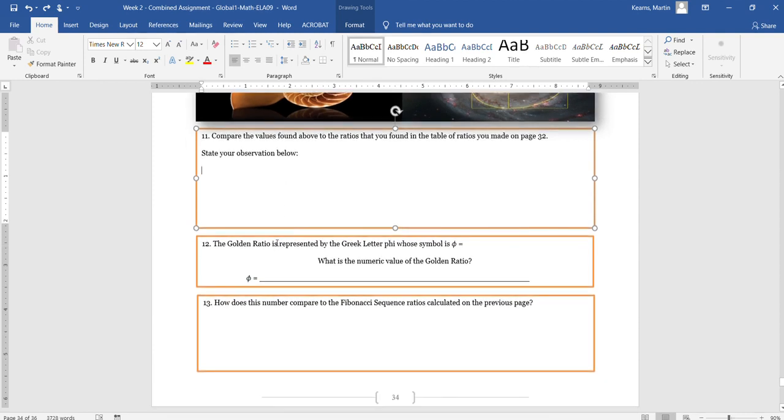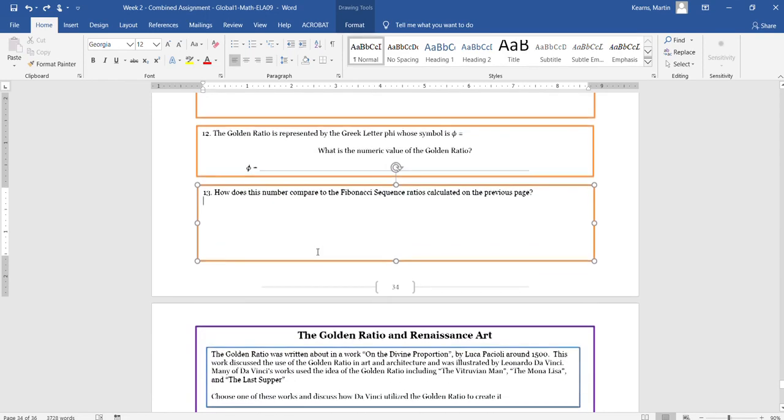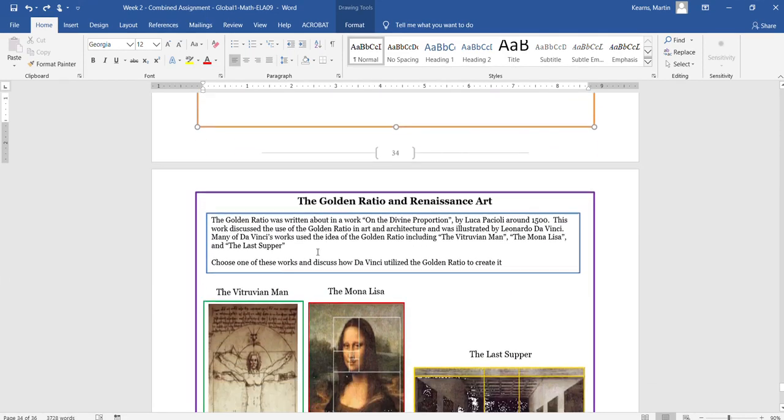The golden ratio is represented by the Greek letter phi, whose symbol is, there again. What is the numeric value of the golden ratio? Write that here. 13. How does the number compare to the Fibonacci sequence ratios calculated in the previous page? Try to think about it for a little bit and see if you can come up with the answer to that question.